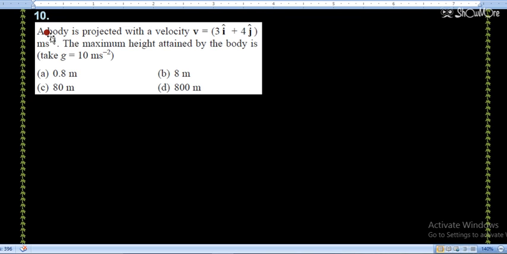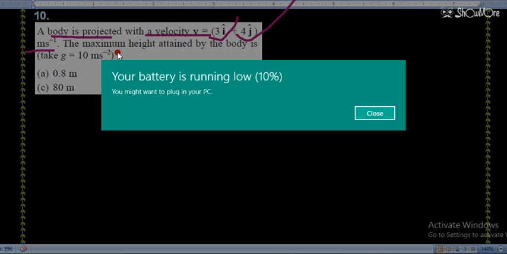So the next question is the last one. A body is projected with the velocity v equal to 3 i cap plus 4 j cap meter per second. The maximum height attained by the body is. So in this case, he is asking about the maximum height.